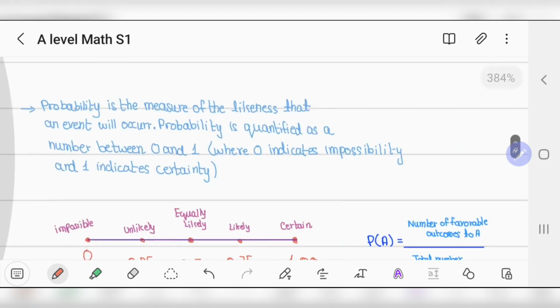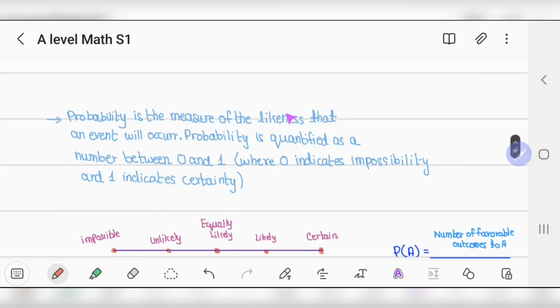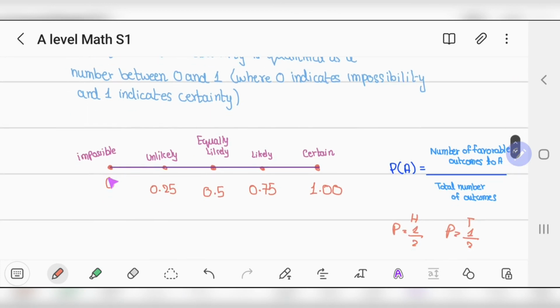Probability is the measure of the likelihood that an event will occur. Probability is quantified as a number between 0 and 1, where 0 indicates impossibility and 1 indicates certainty. So we try to calculate the possibility in fraction form, between 0 and 1. 0.5 means equal chances that an event will likely occur.